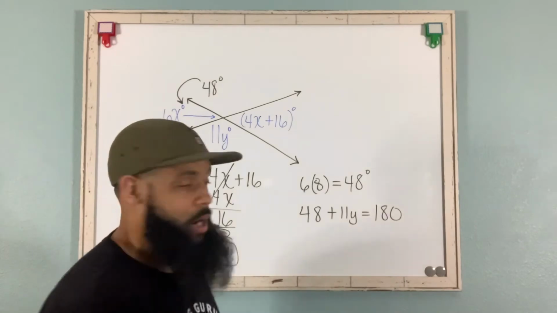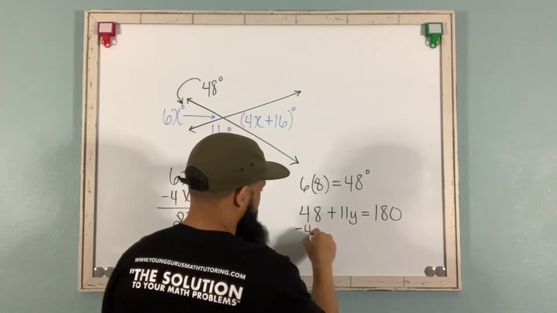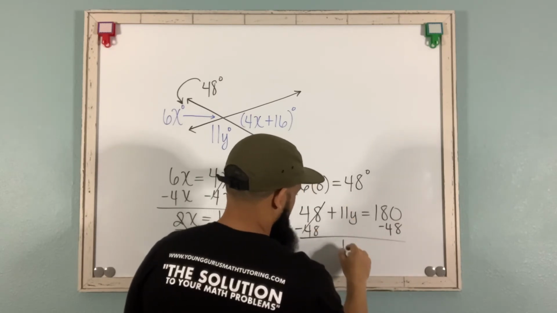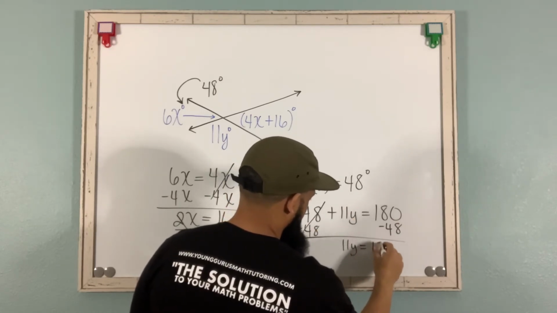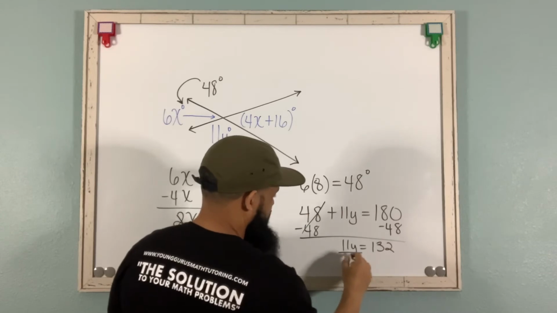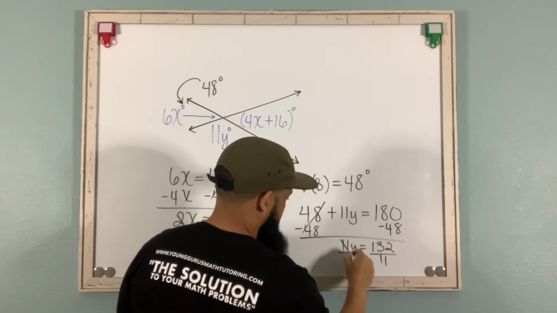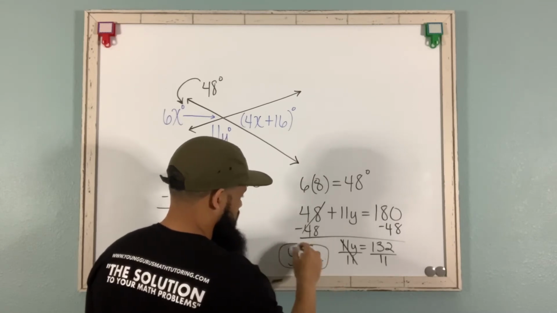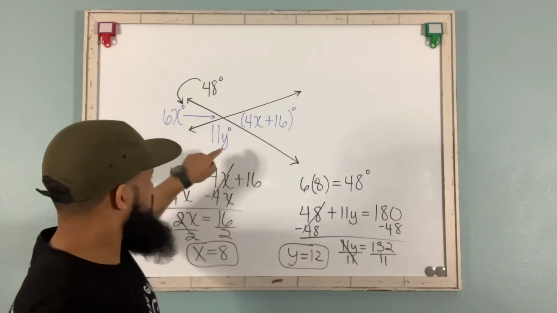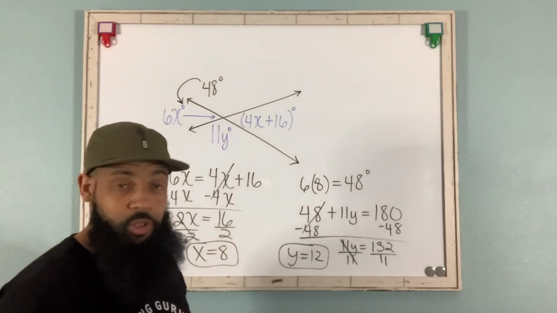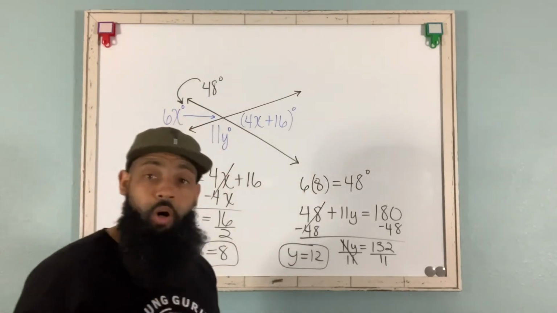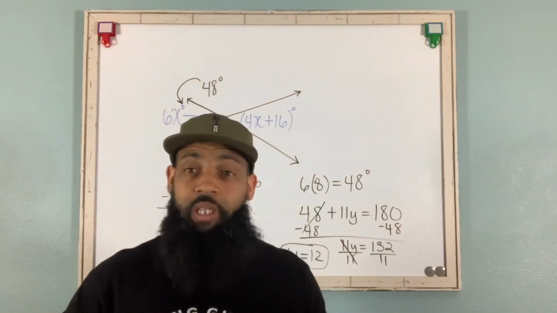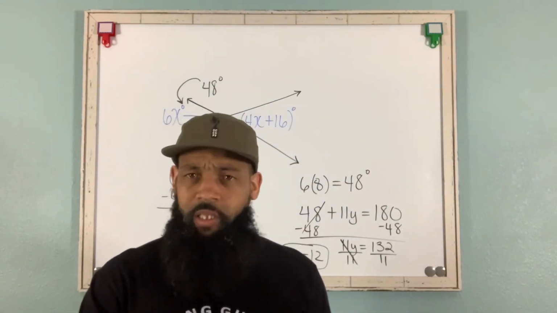Now I just solve for y. So minus 48, 11y equals 132. And then divide by 11, and I get y equals 12. All right, so y equals 12. So 11 times 12 is 132. So we can double check. If you're unsure, you always want to substitute the values that you get when you solve an equation back into the original equation.